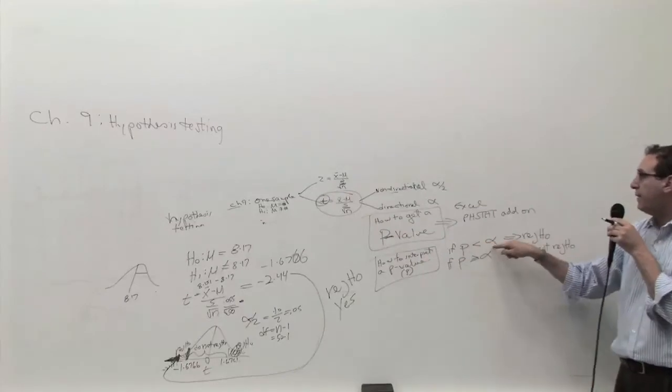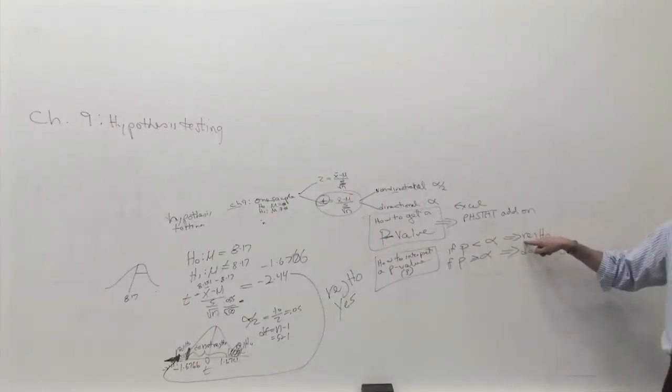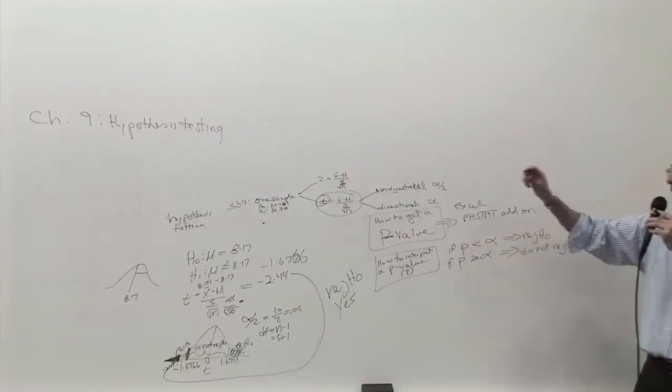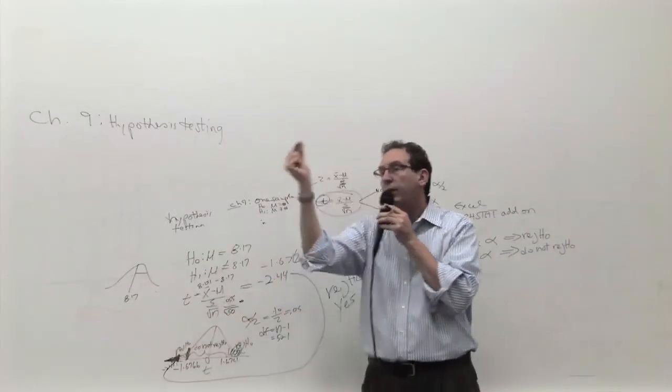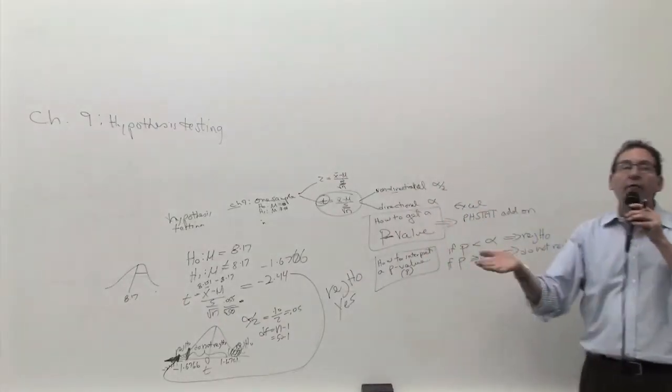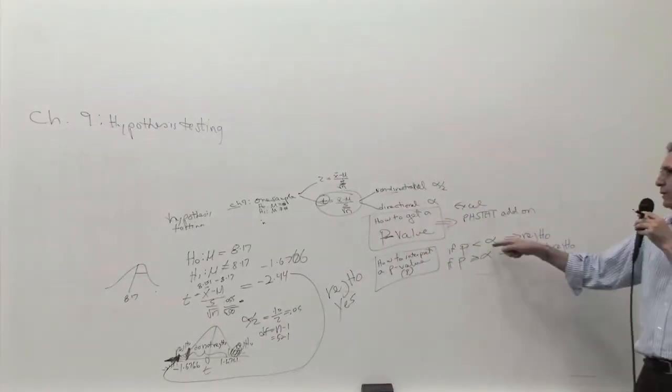If the p is less than the alpha, the only way that's possible is if you ended up in the reject region. So if you have a way of calculating the area to the left of minus 2.44, and that turns out to be a really small percentage, that means you have to be in the reject region. So again, that's why the rule works.